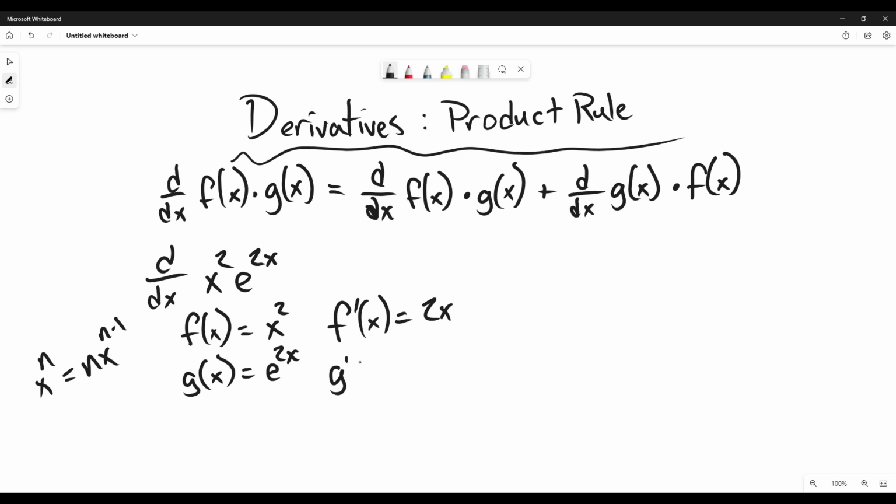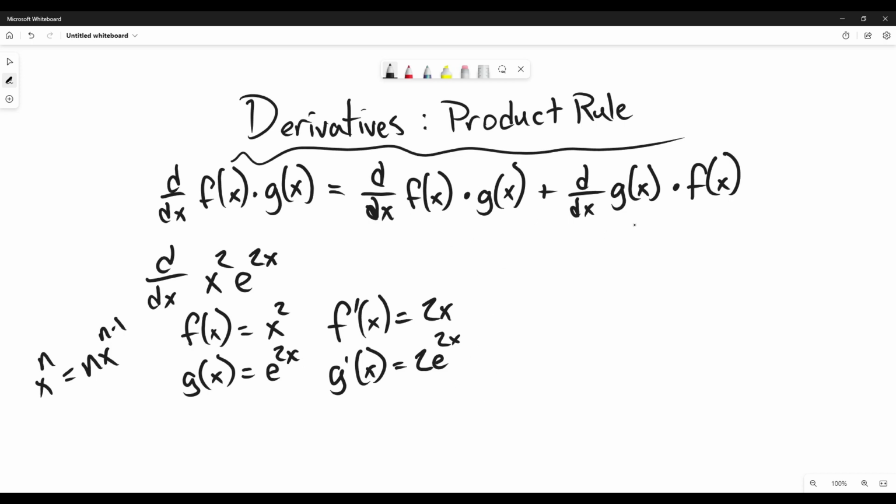And then g prime of x is the derivative of e to the 2x, which, remember, the rule of e states that e to the x is always equal to e to the x. Now, if you have a coefficient on the x, you multiply that coefficient to the e. So, as an example, we have e to the 2x. It would be 2e to the 2x. The 2x stays up here, but the 2 is also brought down here. So the derivative of e to the 2x is 2e to the 2x.